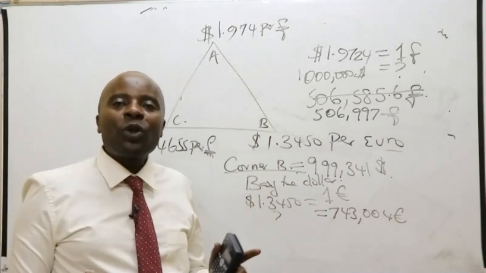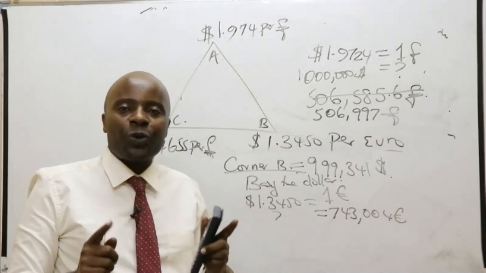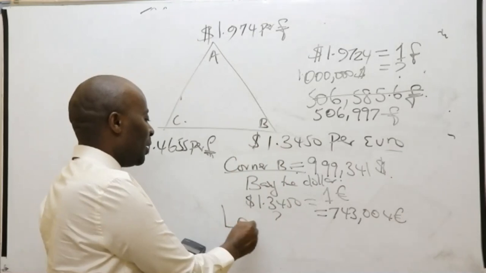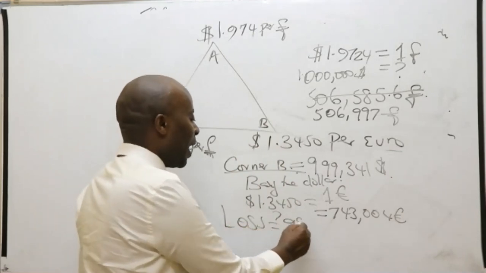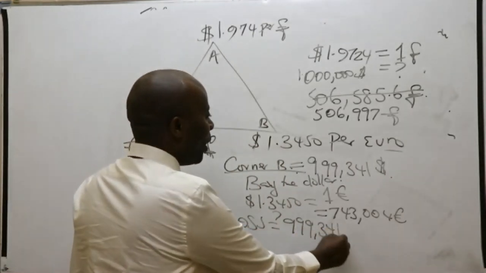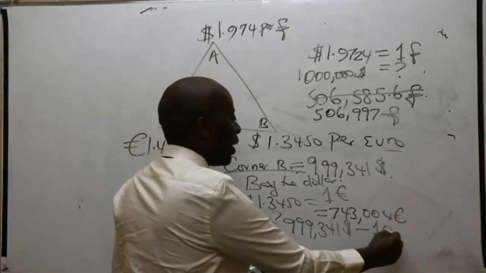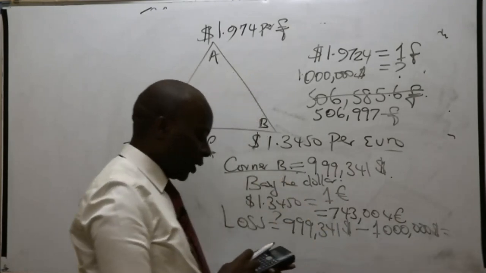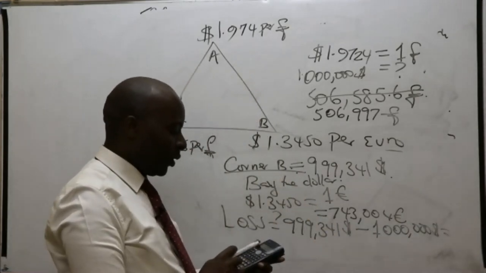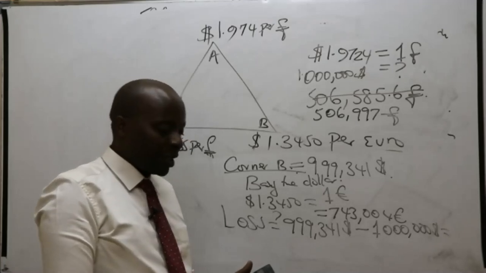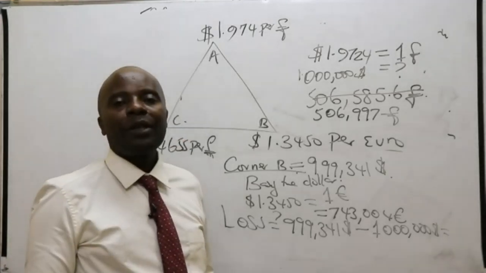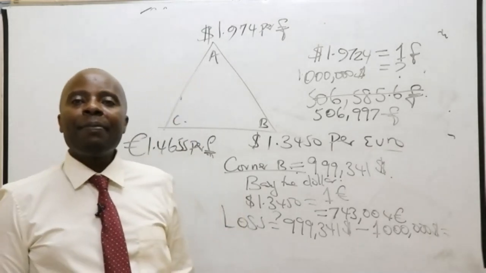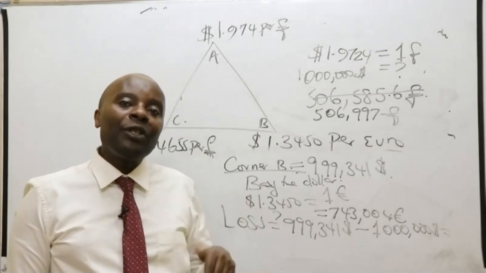So you have made what we call an arbitrage loss. So you come and crown here by telling us that the loss will be 999,341 dollars minus $1 million like that. So minus one million equals, I'm getting -659. And remember, the topic is called arbitrage profit.